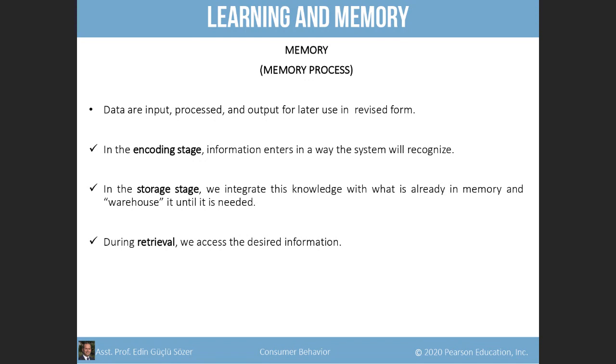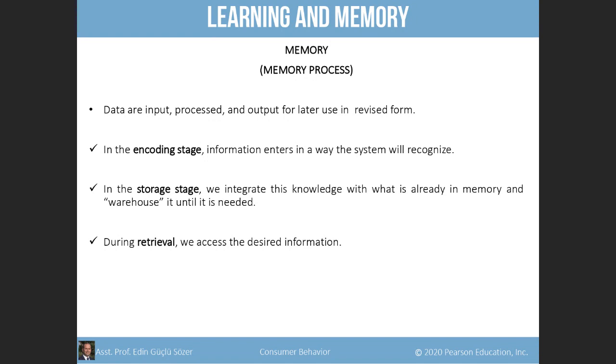So if the information is understandable by us and we can recognize what type of information it is, then the encoding stage is completed. For example, when we see an advertisement of a product, if we can understand what type of product it is, what its category is, what its benefits are, then we can encode this information. So it is ready to be handled in the data processing part.